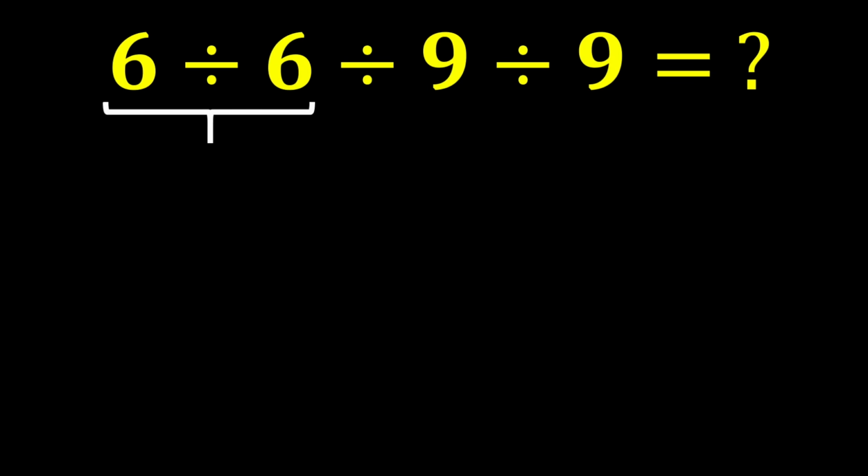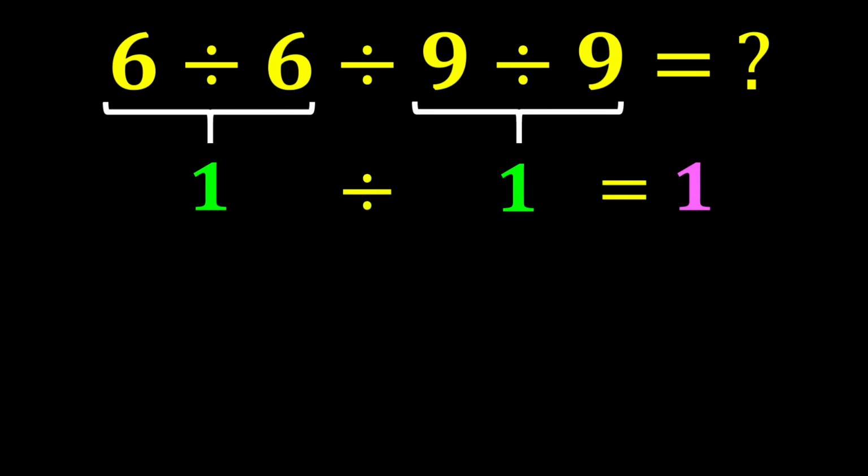6 divided by 6 gives us 1. And then, 9 divided by 9 gives us 1. In the end, 1 divided by 1 gives us 1, which is our final answer.